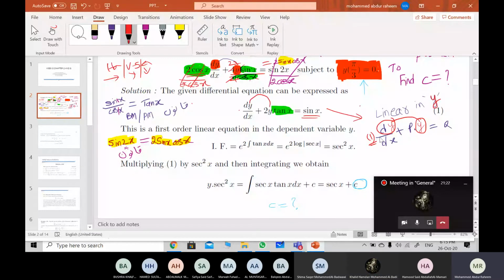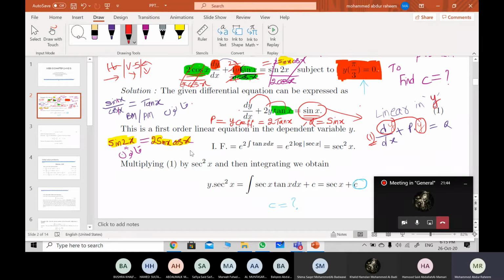So what is P? P is the coefficient of y. How much? For y, 2 tan x. Q is the right hand side, that is sin x.